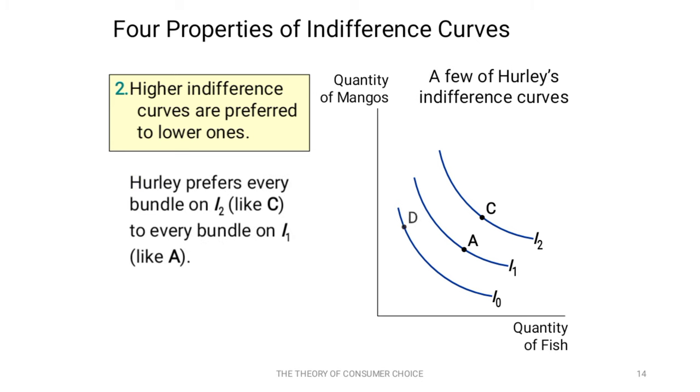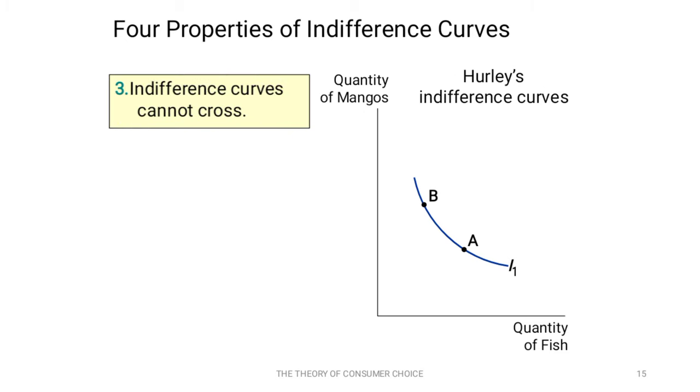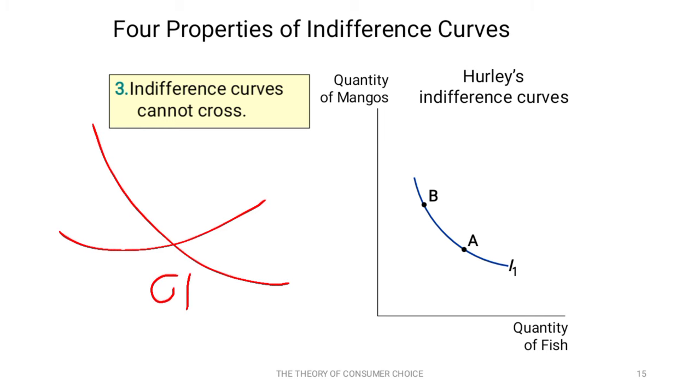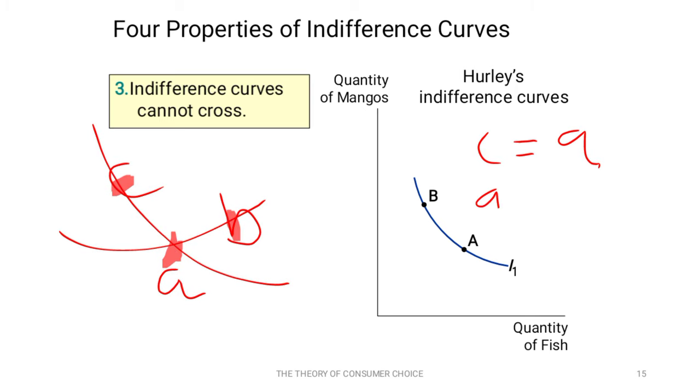That's explained here. And then the next property is that they do not cross. So I'm going to make a quick sketch. Let's assume the point where they meet is point A. Let's assume there's B over here, and then there's C. So A, B, and C. If all the points on any indifference curve yield the same satisfaction, it means C is equal to A. I will illustrate it in a few slides. So the meeting point is A, and from what I just drew, C is equal to A, and then A is equal to B, from I1 and I2.